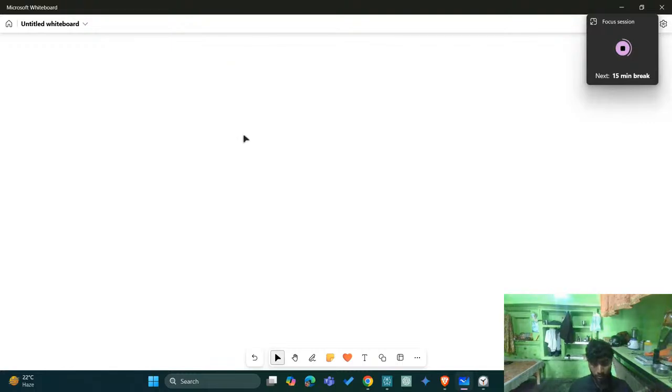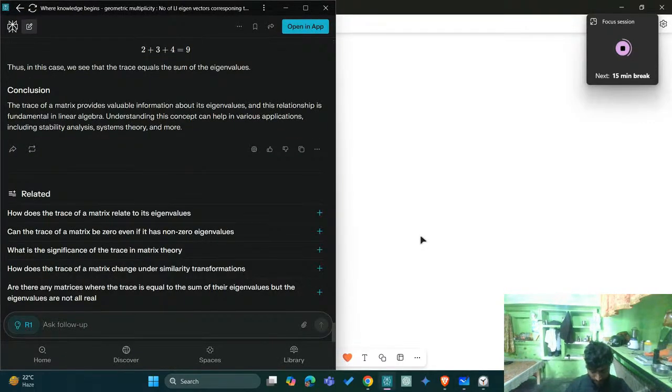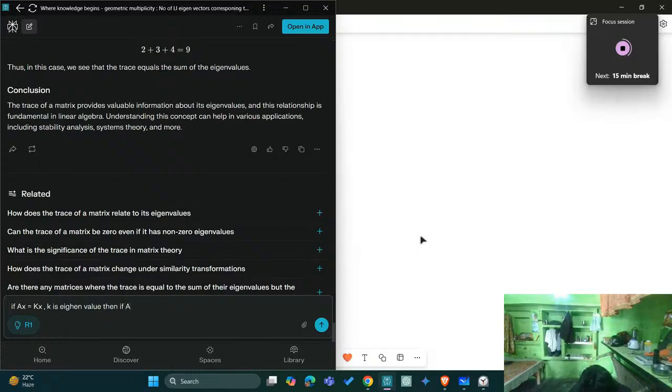What is this theory here? This theory is: if Ax is equal to kx, k is an eigenvalue, then if Ax' is equal to k'x', then k' is also an eigenvalue. Explain this.